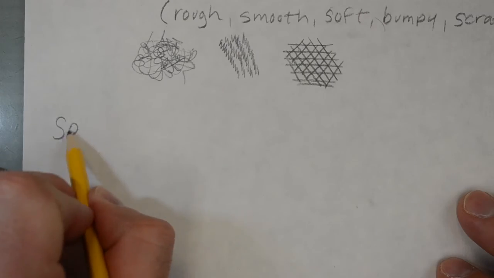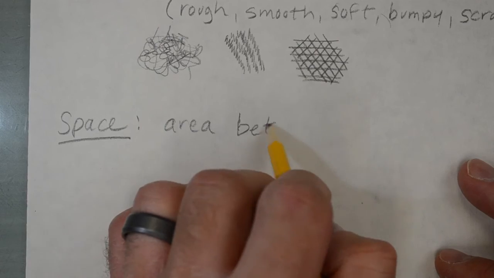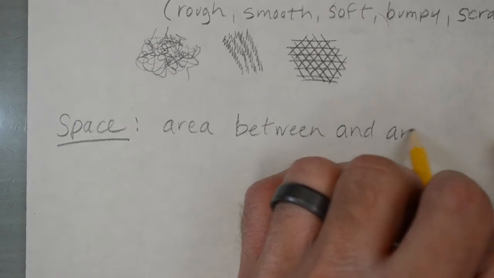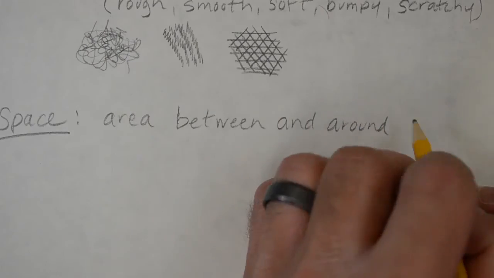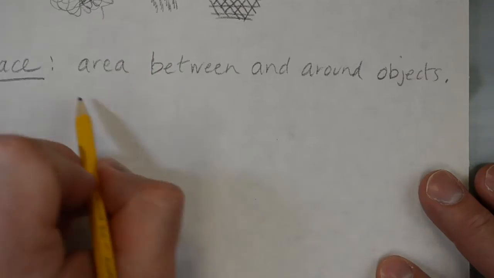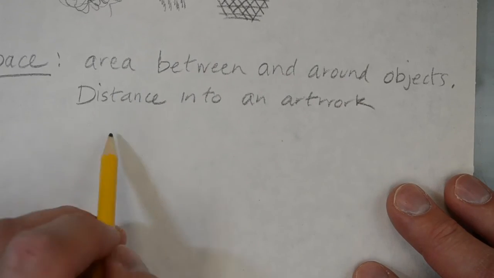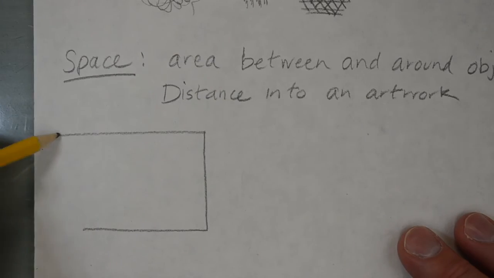The seventh and last art element is space. Space refers to the area between or around things in an artwork. It also refers to distance into an artwork, depth into an artwork.